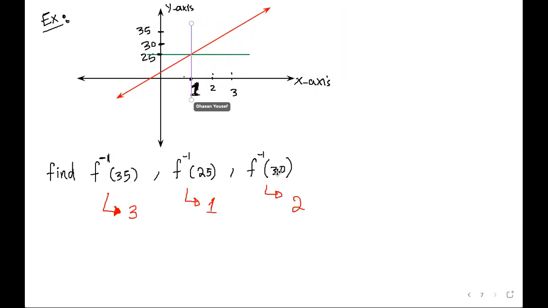For the last one, f inverse of 30, I have to draw a horizontal line at 30. It intersects with the curve at this point. Now I have to find the x value at this point, so I draw a vertical line. It shows around 2. So the answer is 2. Make sense? Is it clear now?